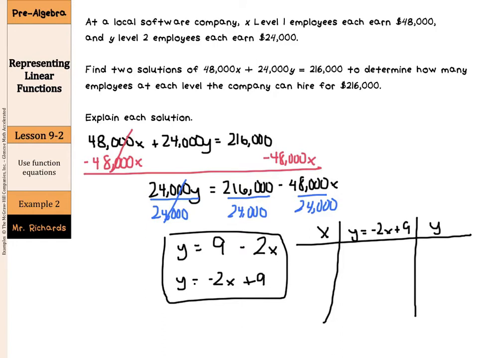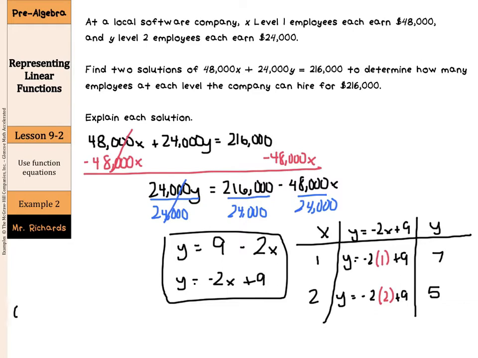And then our y. Well, for the x, let's pick positive numbers. We cannot have negative employees, so we'll just pick 1 and say 2. Well, if I plug that into the function, y equals -2 times 1 plus 9, and then y equals -2 times 2 plus 9. -2 times 1 is -2. Plus 9 is 7. -2 times 2 is -4. Plus 9 is 5.